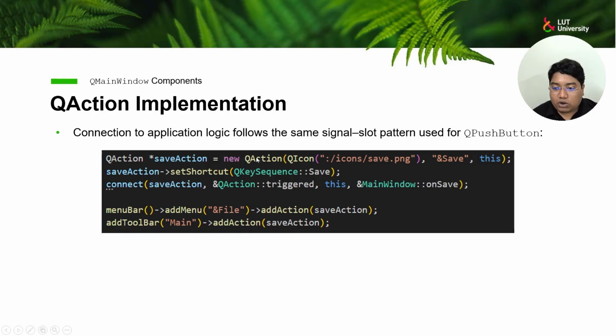So at first we call the constructor QAction here, and we create a save action. Then we connect the save action, and then we use that save action under many other places like menu bar or toolbar or wherever we want to use the save action next.